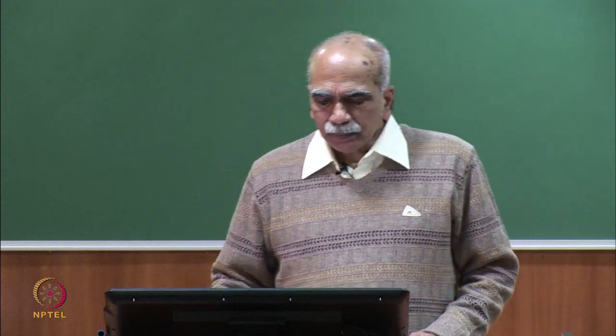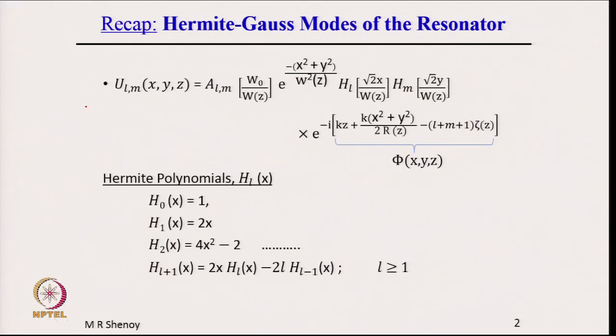A very quick recap. So, the Hermite-Gauss modes are shown here, and as I mentioned, for L equal to 0 and M equal to 0, we have the Gaussian mode. So, this is the amplitude distribution, and then the Hermite polynomials, and then the phase term phi of x y z. The Hermite polynomials are given by this. A very quick recap, we have discussed this in detail.